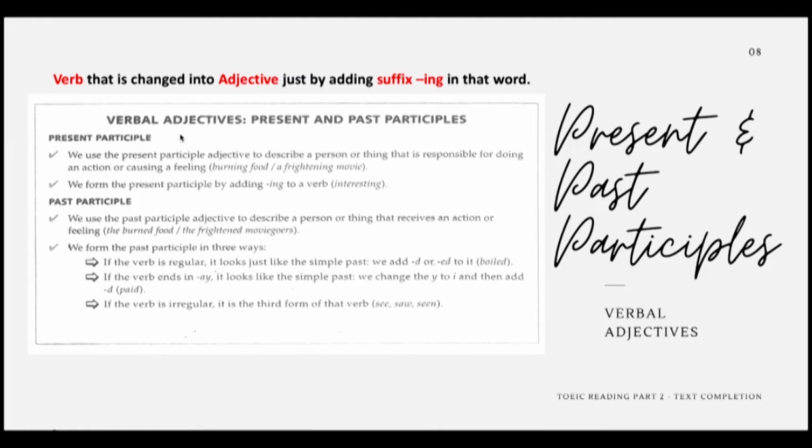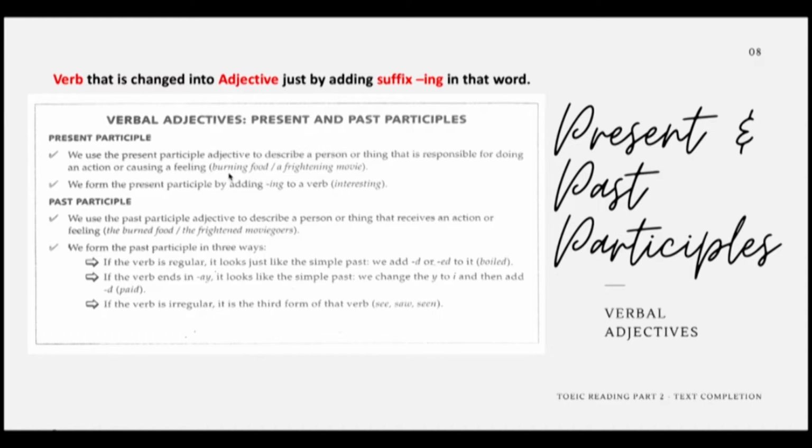that word. For instance, burn over here is the verb, but if we add ing, burning, it will turn into an adjective. Same thing goes with bored. Bored would be the verb version of the word. Meanwhile, boring would be changed into an adjective. For instance, take a look at the word over here, burning food.